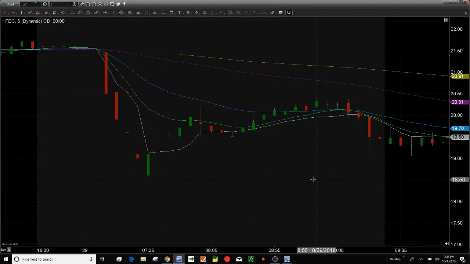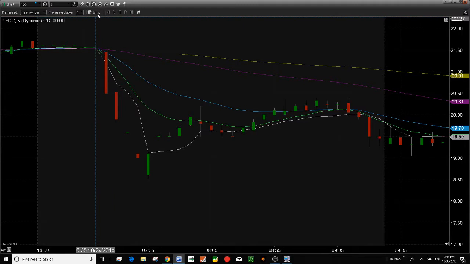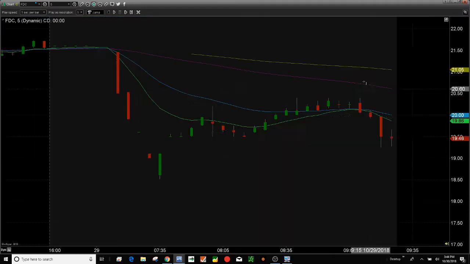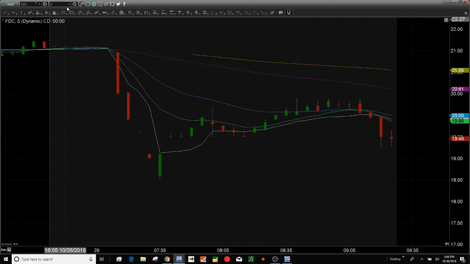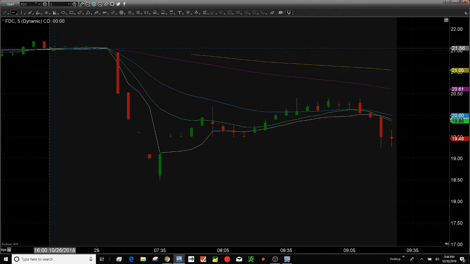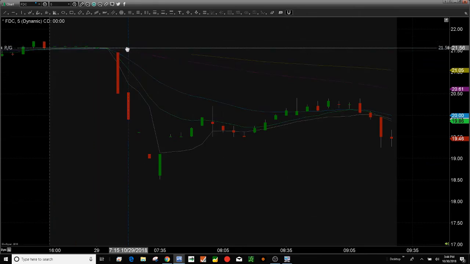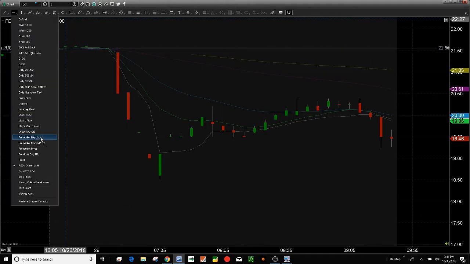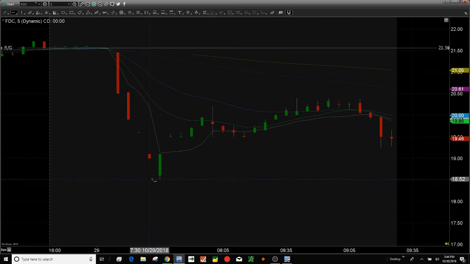Okay, this is how to draw lines on FDC pre-market. I'll go here. So basically, these are all the lines you want to draw. First, you want to draw a red to green line, which is the line at the close, which is right here. Then you want to draw pre-market low right there.